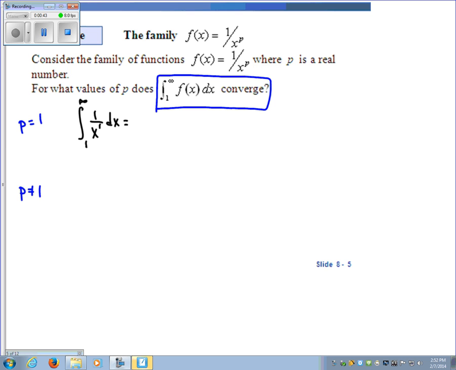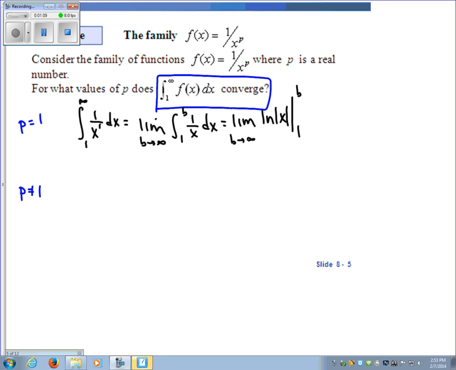Okay? Using our definition of an improper integral, this is just going to be the limit from 1 to b, as b goes to infinity, of 1 over x. And now to integrate 1 over x, I know that that's just going to be the natural log of the absolute value of x. So this is the limit as b goes to infinity of the natural log of x, and I want to evaluate that from 1 to b.